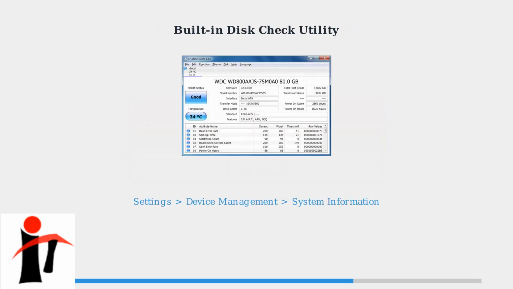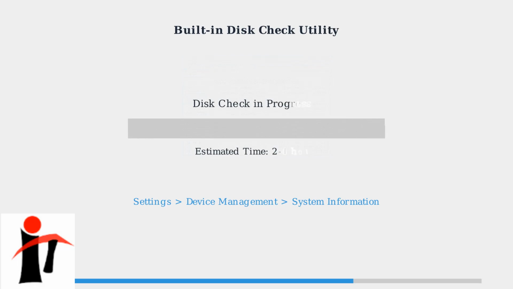For potential hard drive issues, YouView boxes include a built-in disk check utility. Access this through Settings, Device Management, then System Information to run a comprehensive disk analysis. The disk check process can take several hours to complete, so plan accordingly. This utility scans for bad sectors, file system errors, and other storage-related issues that could cause recording failures.